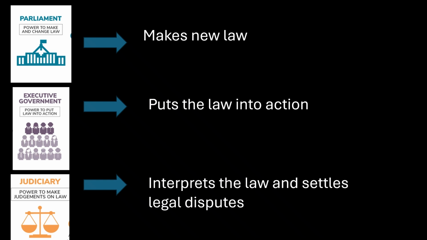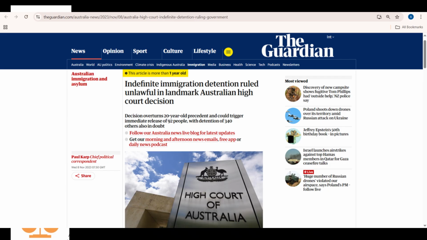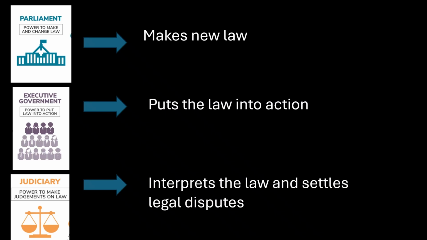The judicial power has the power to interpret the law and make judgments on legal disputes. If there is a dispute about whether the new immigration law has been followed, or if the law conflicts with the Constitution, the High Court or another federal court can make a judgment on the matter. Each power keeps a check on the actions of the others, preventing any single group from having too much power.